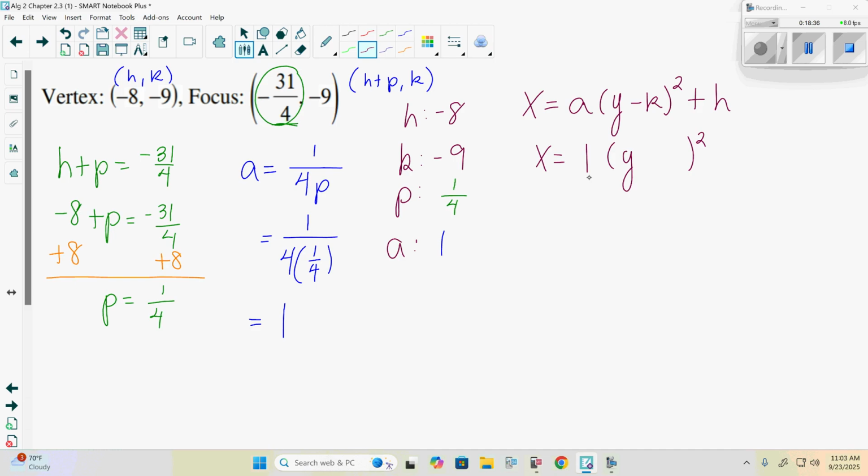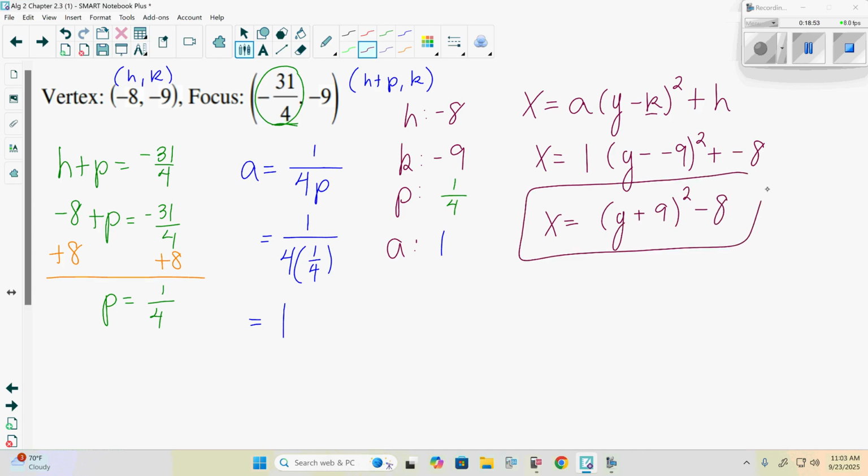Now we can plug it back in. a is 1, y minus k, so minus -9, plus -8. But we're not going to write it as x equals 1 times (y minus -9) squared plus -8. Our negative and negative make a plus, and our plus -8 would give us negative. So we just get x equals (y plus 9) squared minus 8.